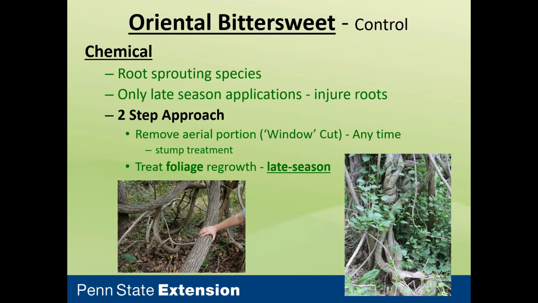That means we cut it at the ground line, and then we cut it again at eye level. This way we can look across the area that we're working on, and we can see, okay, we've already got those vines cut. If you cut them at the ground line only, you're going to look over there and you're not going to be able to tell whether they were cut or not. So we use what we call a window cut.